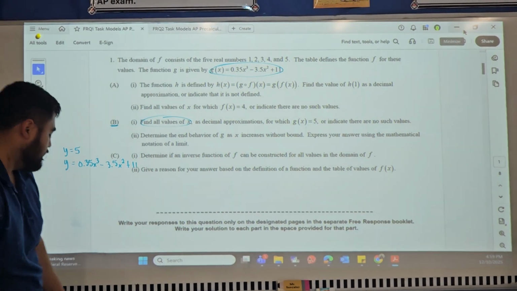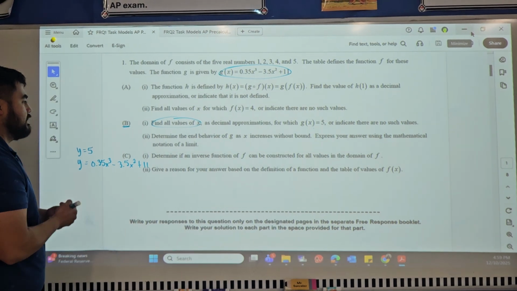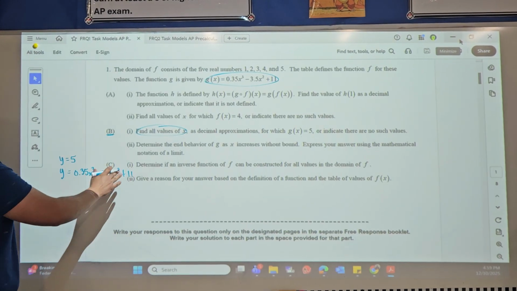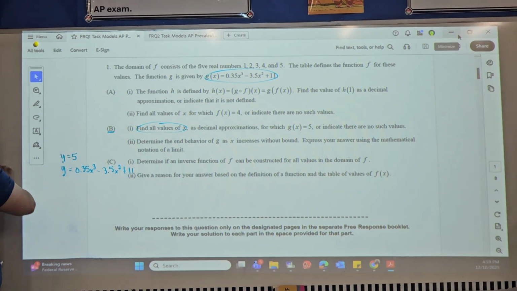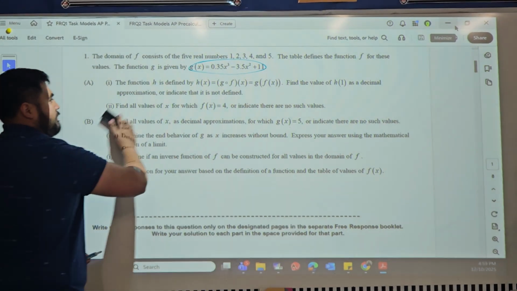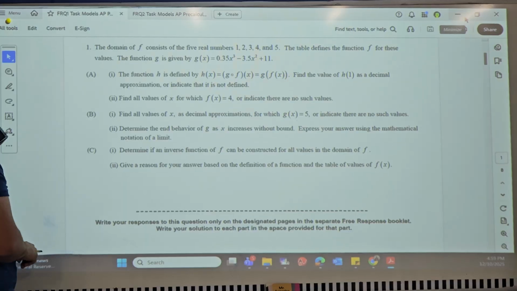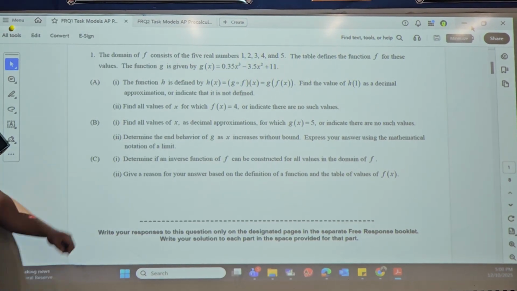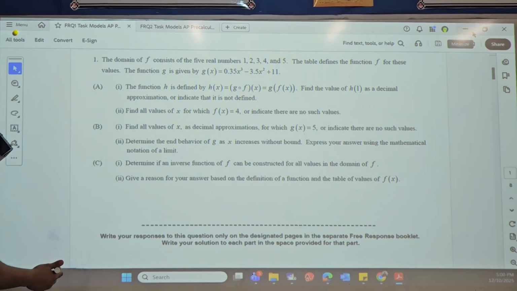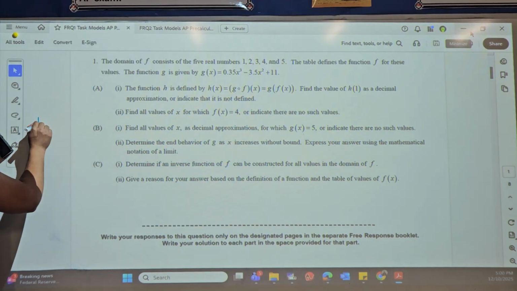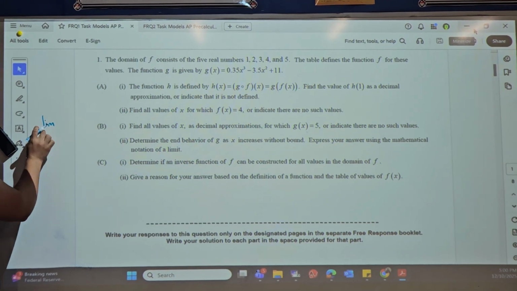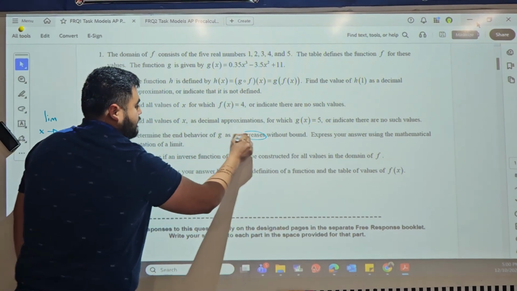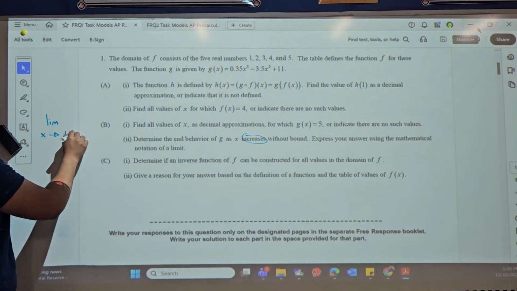The last part. We went over this today, actually. We were determining end behavior. So what happens in end behavior? So it says here, determine end behavior as g increases without bound, or right here, B2. Determine end behavior as g increases. So end behavior involves limits. So I'm gonna put limit as x approaches, it's increasing, so we're gonna go to positive infinity.